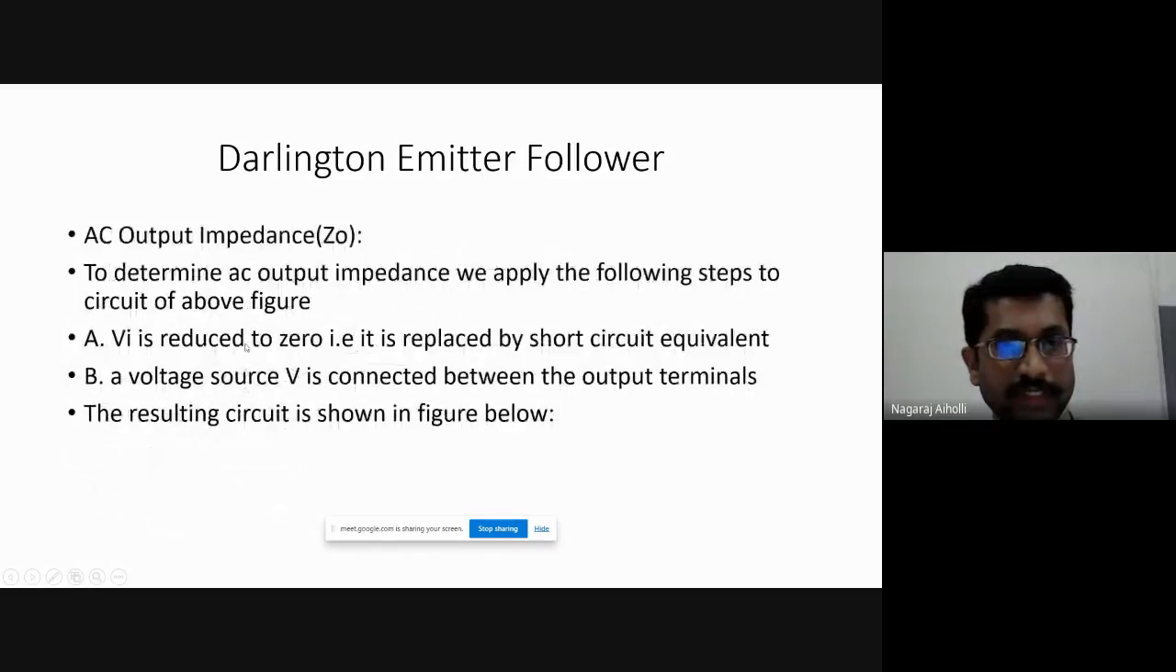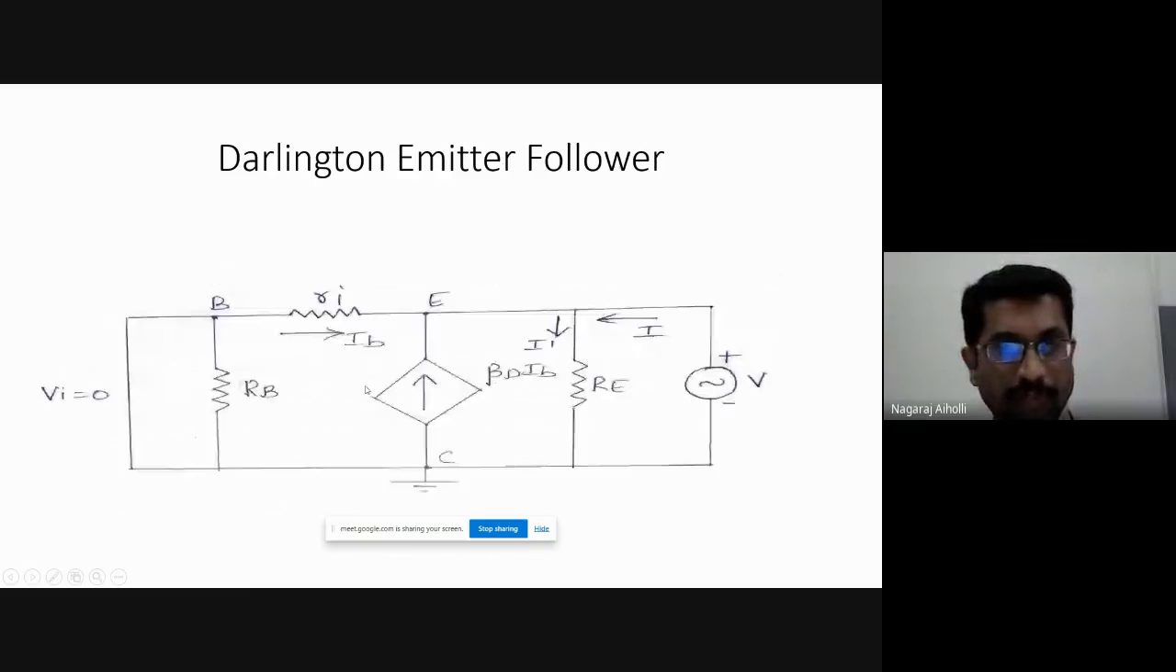Then later we found out AC output impedance. To find output impedance, we are making Vi 0. That is, it is short circuit. Then we are connecting a voltage source across the output terminals, which is equal to the value of the output voltage. The circuit will be modified like this. Vi equal to 0, it is short circuit, and here we are connecting the voltage source, which is equal to the output voltage. Then 0 resistance and RB resistance parallel combination will be 0. It's a short circuit here.